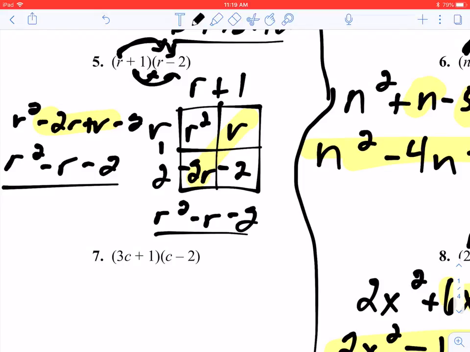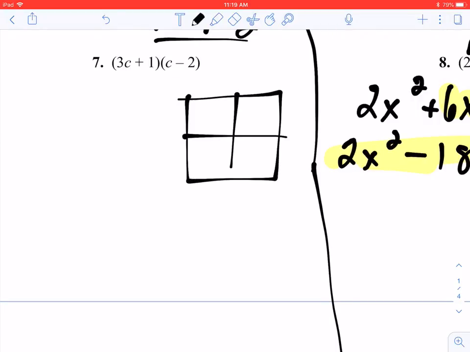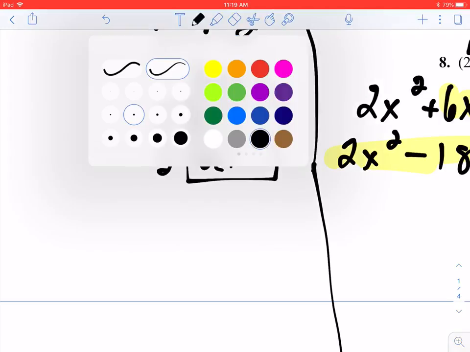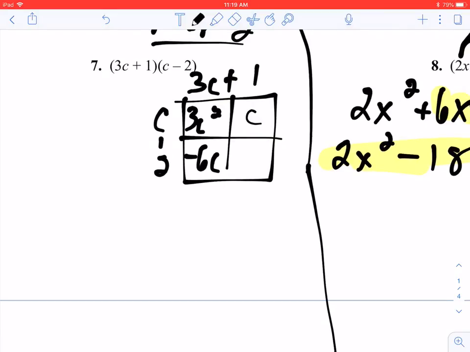All right, moving on to number 7. Same thing. Draw our box. 3c plus 1, c minus 2, 3c squared. Now 3c times negative 2 is negative 6c. And then we have c times 1, which is c. And then we have 1 times negative 2, which is negative 2. From there, we're going to combine our like terms, which are these two right there. We have 3c squared. And we have negative 6 plus 1, which is negative 5c. And then we have minus 2.